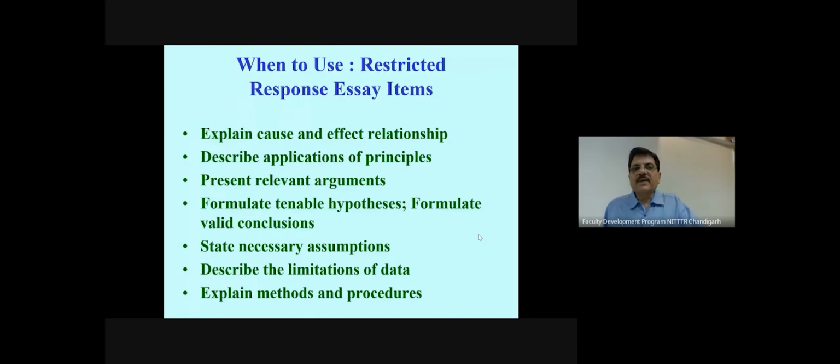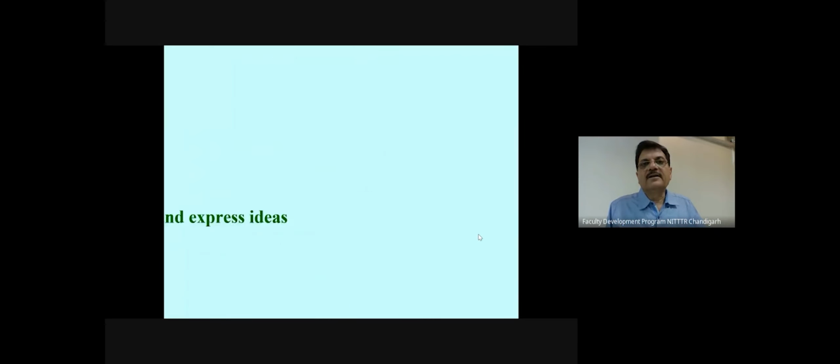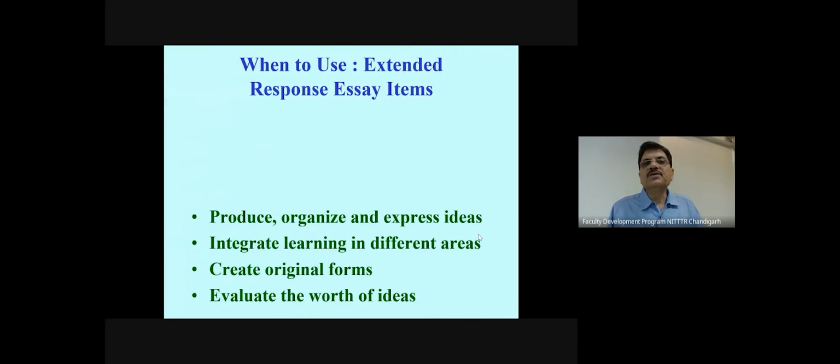When you want him to explain cause and effect relationship, describe applications of principles, present relevant arguments, or formulate hypothesis, formulate valid conclusion, state necessary assumptions, describe the limitations of data, or explain methods and procedures. And when to use extended response item? When you want him to produce, organize, and express ideas, or integrate learning, create original form, or evaluate the worth of ideas.